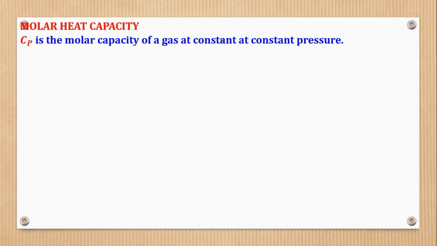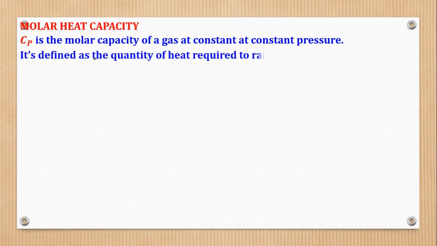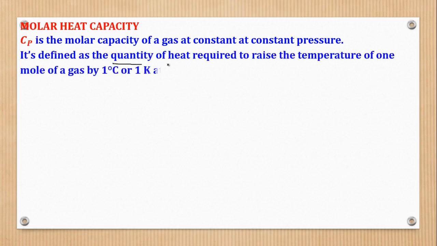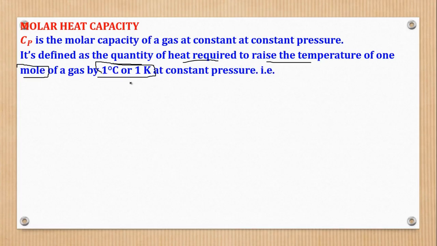So how is it defined? It is defined as the quantity of heat required to raise the temperature of 1 mole of a gas by 1 Kelvin. You can say 1 Kelvin or 1 degree Celsius at constant pressure. Remember, it was Cp. Cp means constant pressure. So when you're defining, you have to end with the words constant pressure.